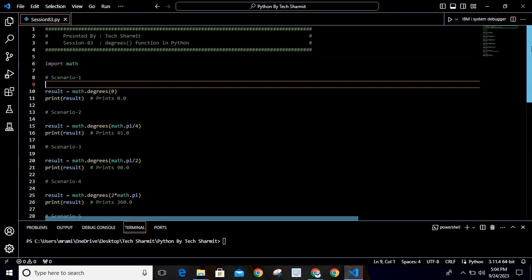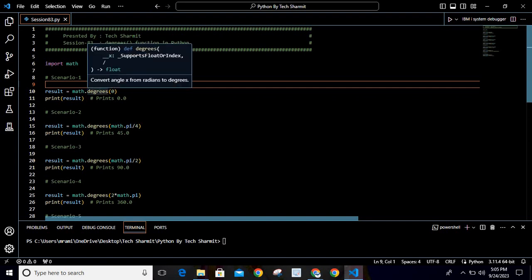Here you can see there are a couple of scenarios noted down. One by one we will discuss each and every scenario, although the syntax would be the same throughout the program, but there would be some difference in terms of input values. So just focus on the first scenario. Here in the first scenario we are writing math.degrees, which is a function that will take the input as radians. I just passed the value as 0. When we calculate the equivalent degrees for 0 radian, the output would be 0.0.